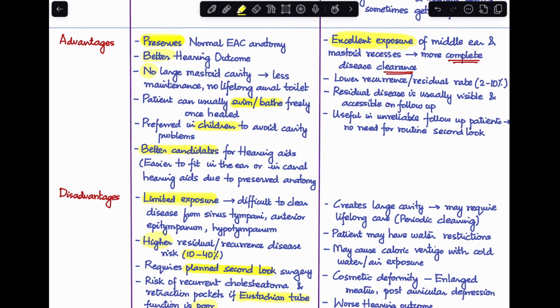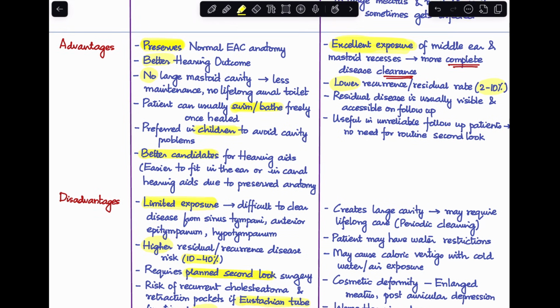Second is because of this, there is also a lower recurrence or residual disease rate, about just 2 to 10%, compared to canal wall up, where there's a chance of 10 to 40%. Next advantage is residual disease, even if it happens, it's usually visible and very accessible on follow up. And lastly, this is useful in cases of unreliable follow up patients because you do not need a second look surgery. All the disease is cleared in the first surgery itself. So these are the advantages.